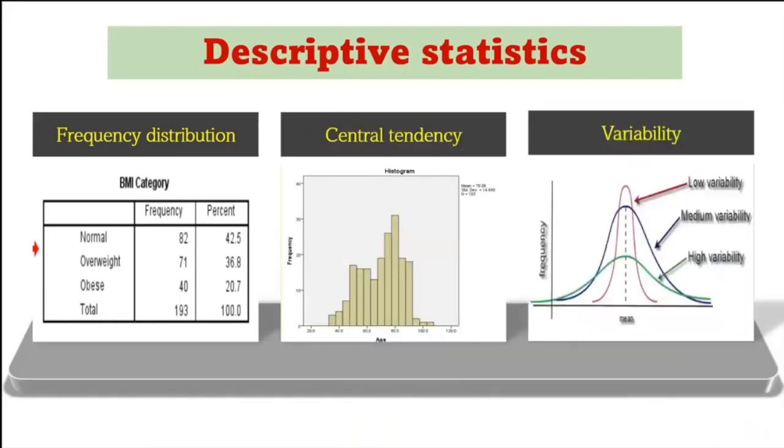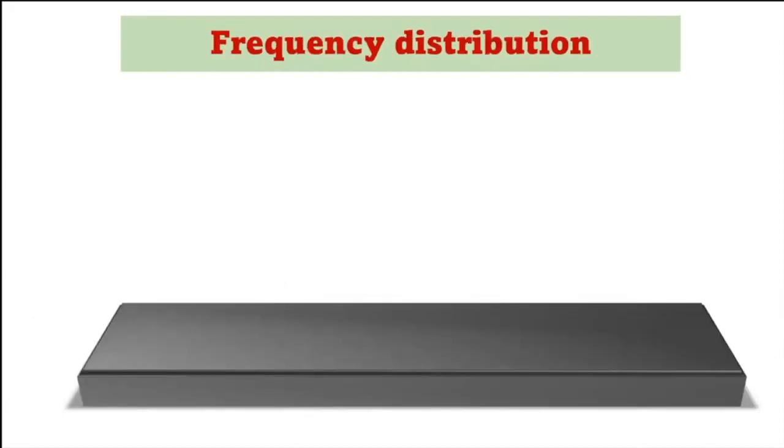The central tendency is measured by the mean, median, and mode, which we'll see. And for variability, there are other values like the range, the standard deviation, and the variance. So let's first talk about the frequency distribution. For what type of variable do we make a frequency distribution?